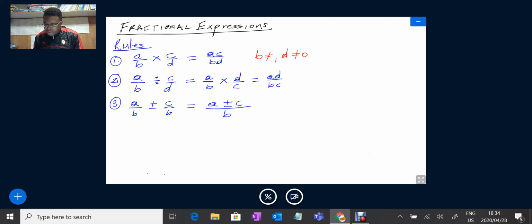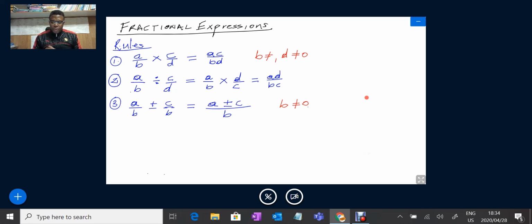We also have a restriction. Remember, when we work with fractions and you find that denominators are variables, or even numbers, but especially variables, we are not allowed to have them equal to 0, because it violates the rule.